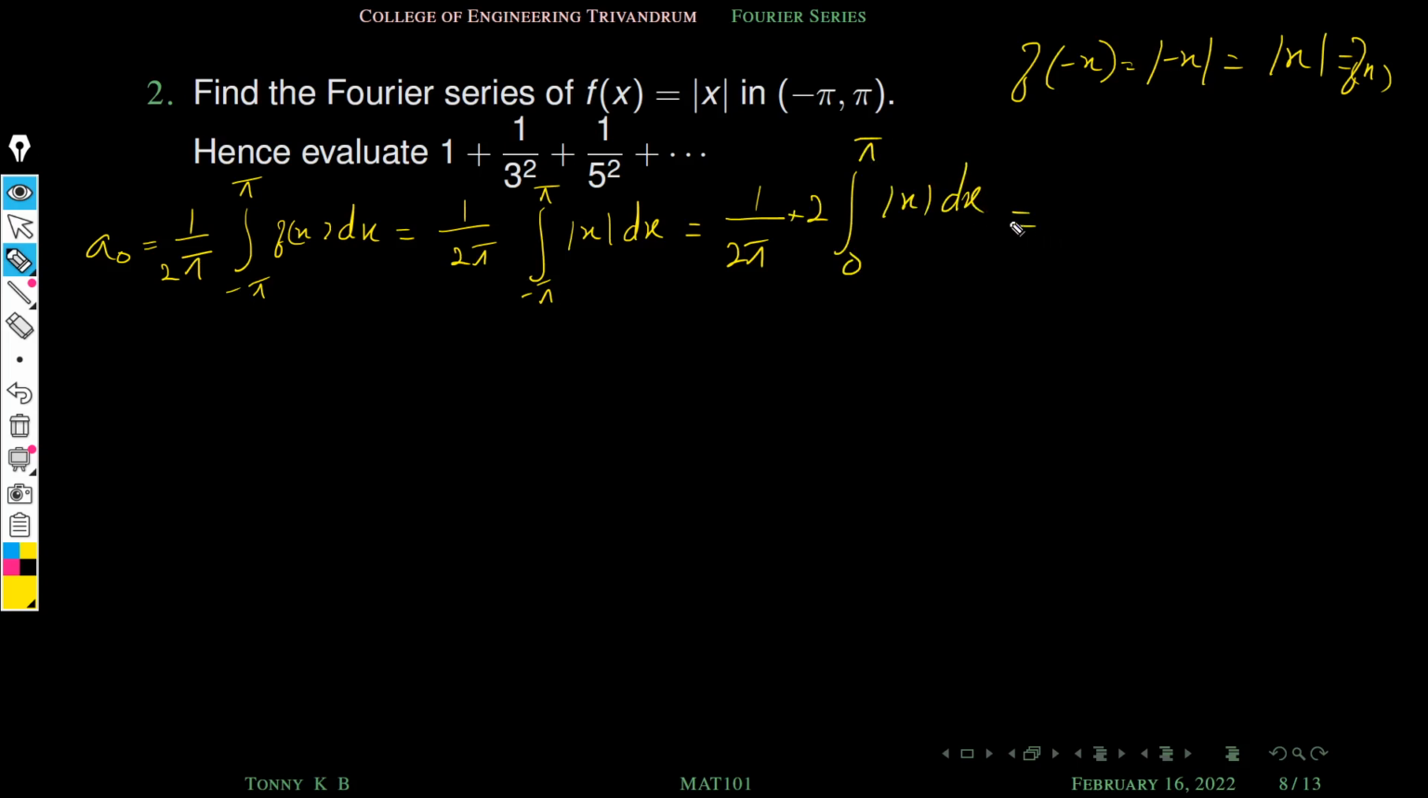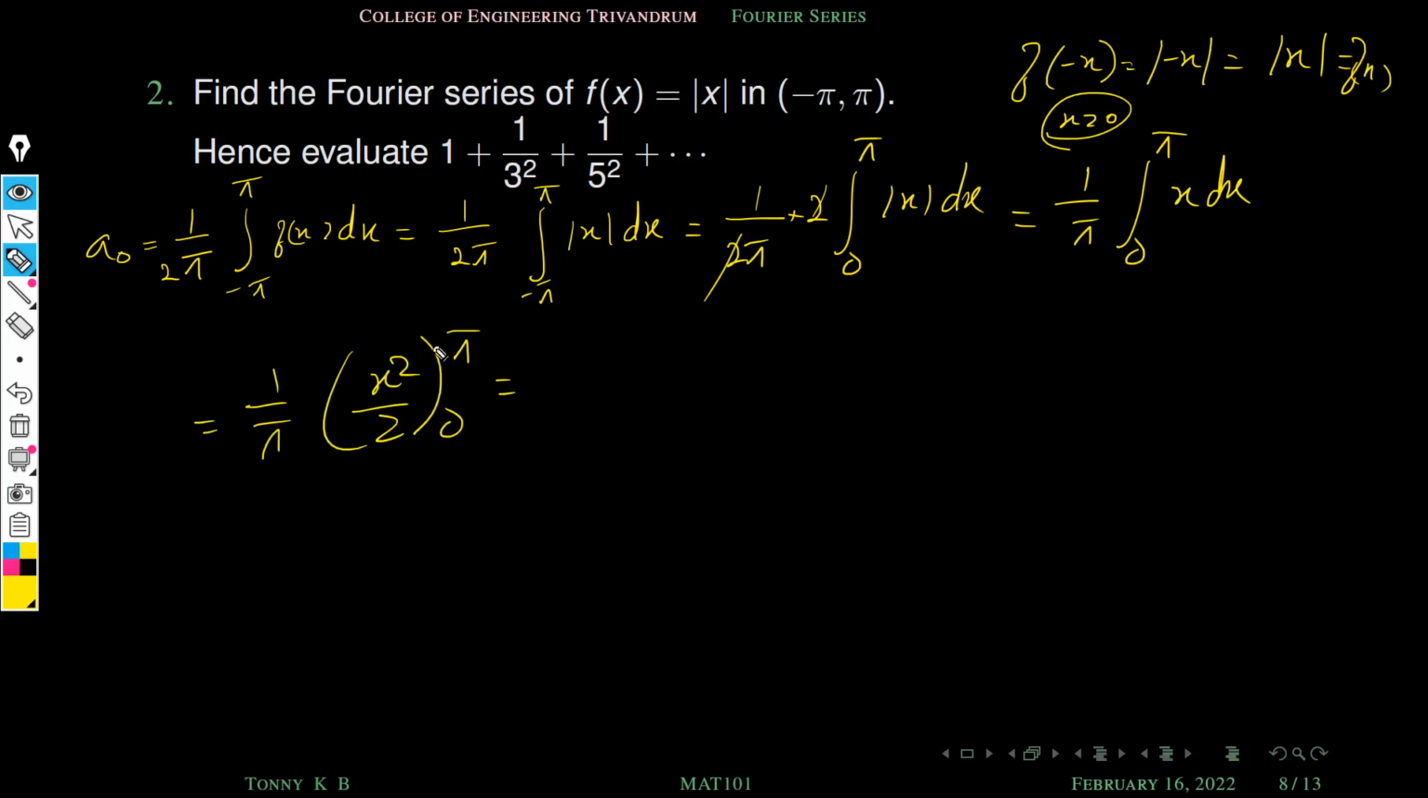Okay, and again by the definition of mod x, now here x is varying from 0 to pi, that means x is positive, right? Since x is positive, what about mod x? Yes, mod x is x itself. Also we can cancel these two, so this becomes 1 by pi integral 0 to pi x dx, right? So this is x square by 2 from 0 to pi. So 1 by pi, when x equal to pi, this is pi square by 2. When x equal to 0, the term is 0. So you can cancel 1 pi, this becomes pi by 2, right? So a naught is pi by 2.